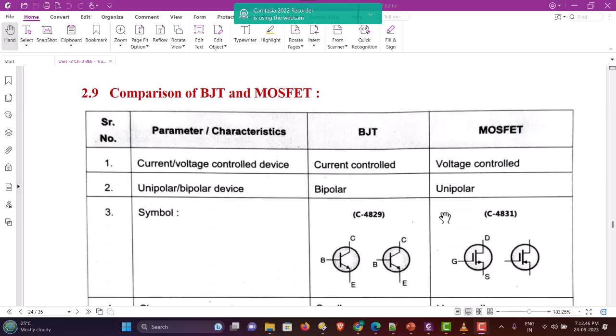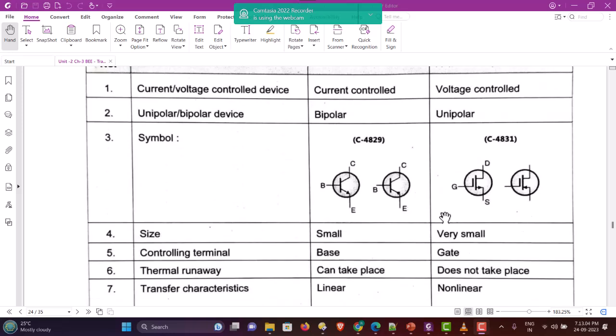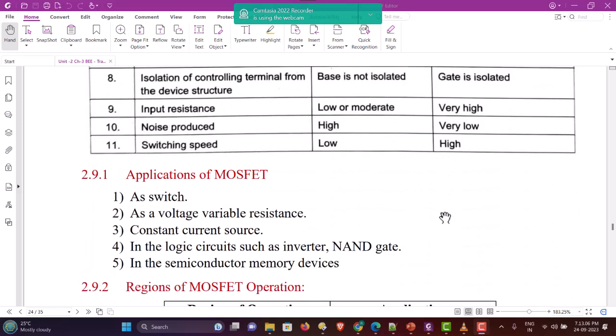The comparison of MOSFET and BJT, whatever we have seen up till now, is listed systematically in the table. You have to go through the table. Maybe in the examination, they will ask you to compare MOSFET and BJT for 4-5 marks. So accordingly, you have to write the number of points.